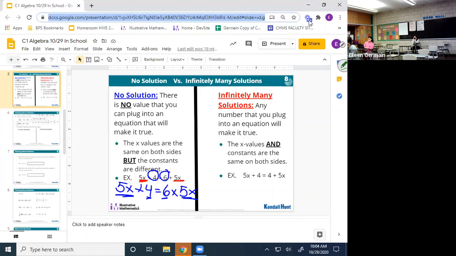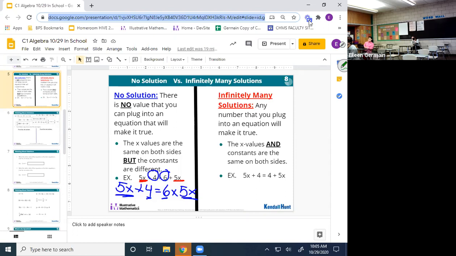Now the opposite is the same here. You have infinitely many solutions if any number that you plug into the equation would make it true. So the x values and the constants are the same on both sides. When you have the same expression on each side, you say it has infinitely many solutions. The example I picked here was 5x plus 4 is equal to 4 plus 5x.